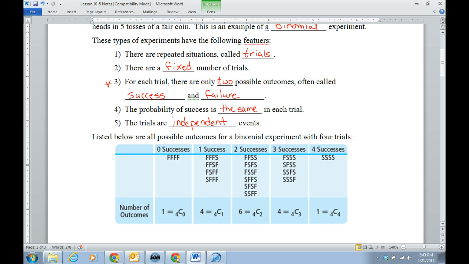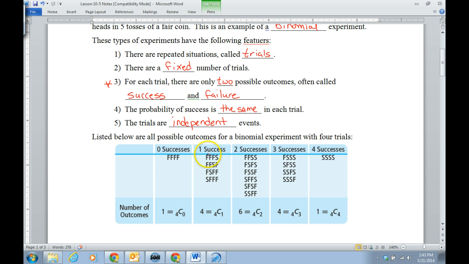So it's independent. So listed below are all the possible outcomes for a binomial experiment with 4 trials. Okay? So say we flip a coin 4 times. 4 failures, the possibility of getting 4 failures on this, there's only one way for that to happen. Only one possible combination. Okay?